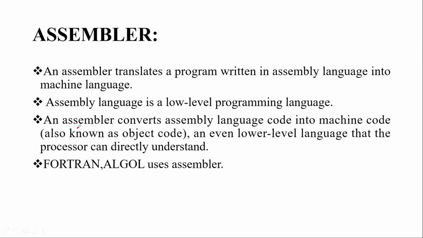An assembler converts assembly language code into machine code, an even lower level language. This machine language is even lower level than assembly language. So an assembler is used to convert assembly language to machine code. Fortran and Algol use assemblers. These are the programming languages which use assemblers.